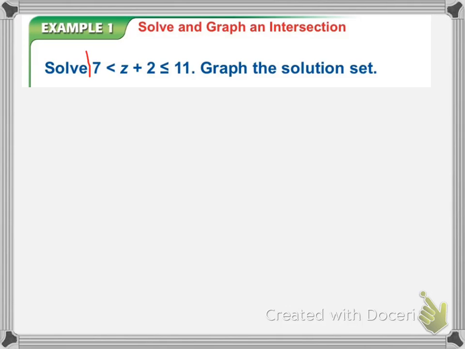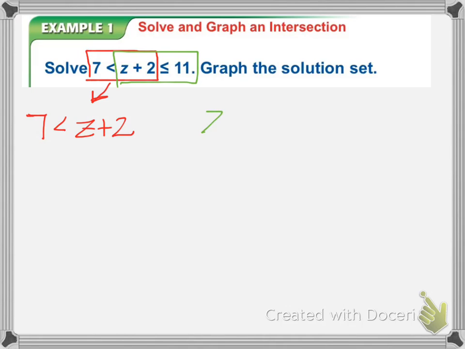So to do that, you just split it apart. So on the left, you have 7 is less than z plus 2, and then on the right you have z plus 2 is less than or equal to 11. And then you solve those just like you normally would.